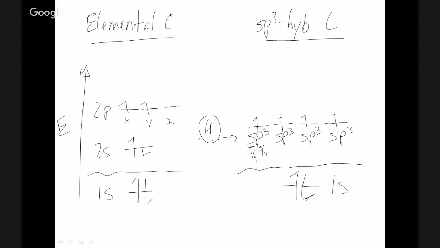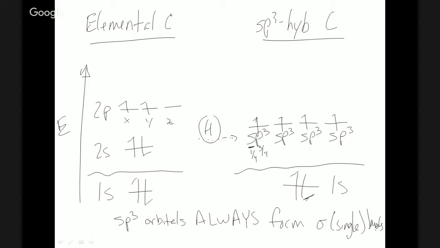Now, sp3 orbitals. I'm going to give you some rules. They always, and only, form sigma single bonds. They're incapable of forming double bonds. Okay? So sp3 orbitals only form sigma bonds. And what I want you to remember is single bonds or sigma bonds are formed by spx orbitals. That means sp3, sp2, or sp, meaning sp1. Okay? So these types of orbitals form single bonds.